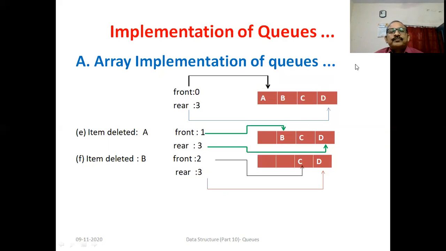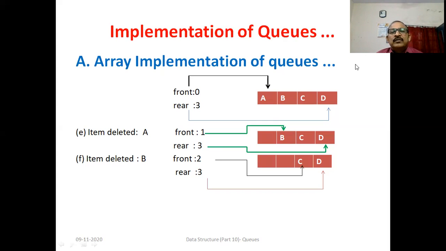Next, suppose in the first queue you can see front is pointing to element A and rear is pointing to element D. Means front has value 0 and rear has value 3. Now we want to perform a delete operation. We want to delete an item from the queue.